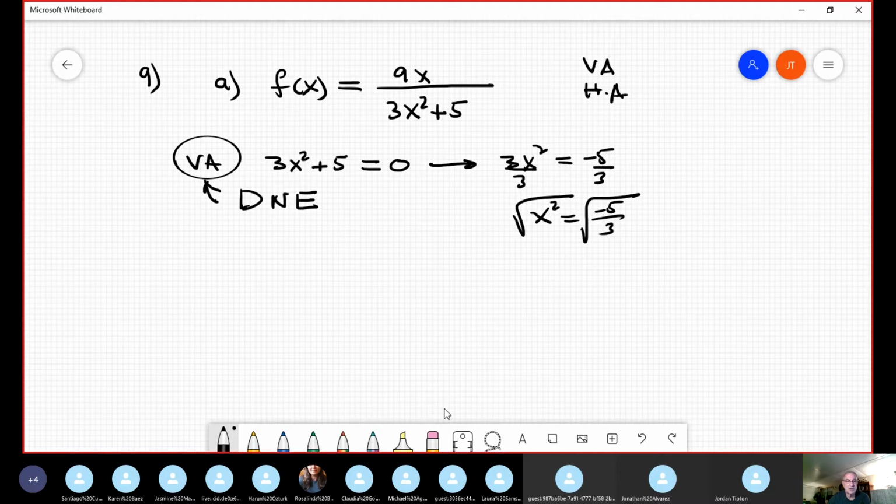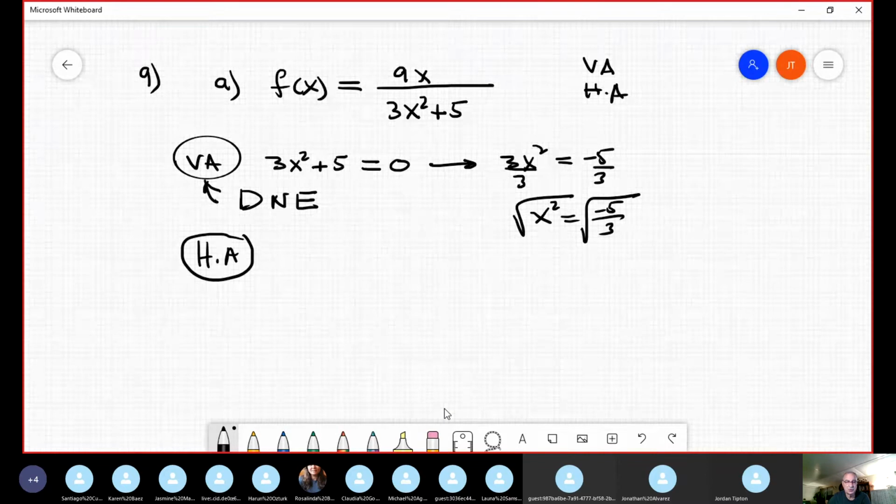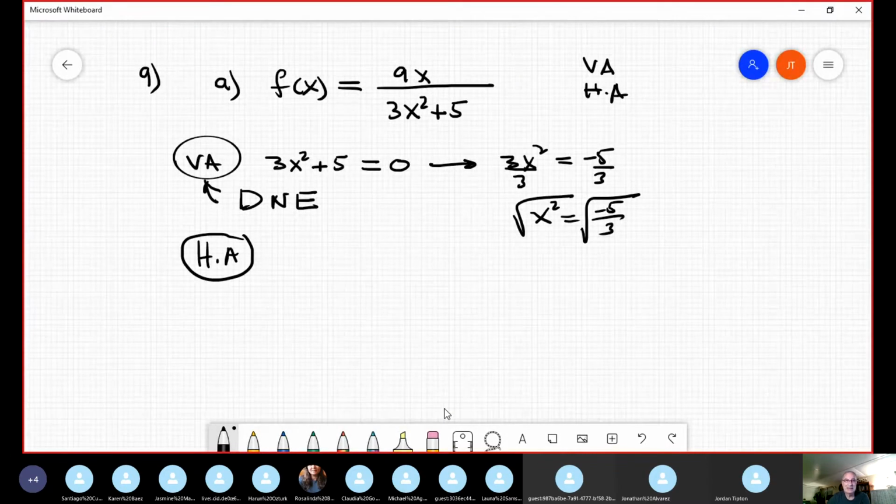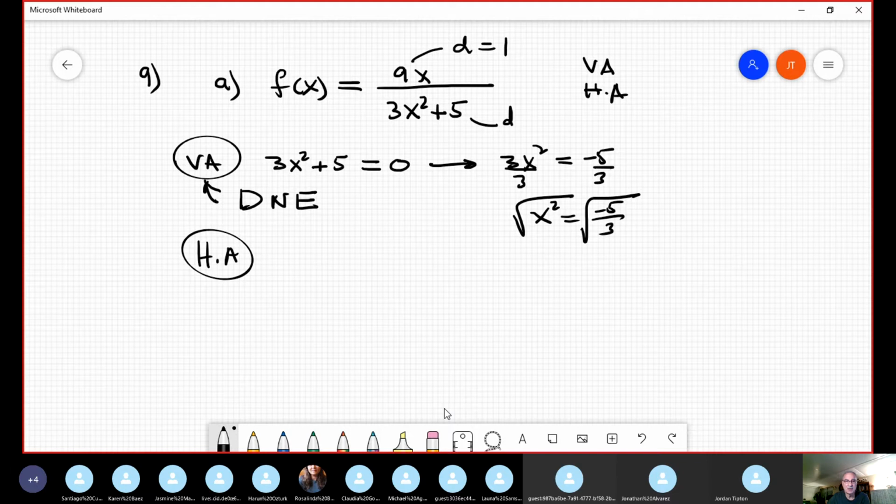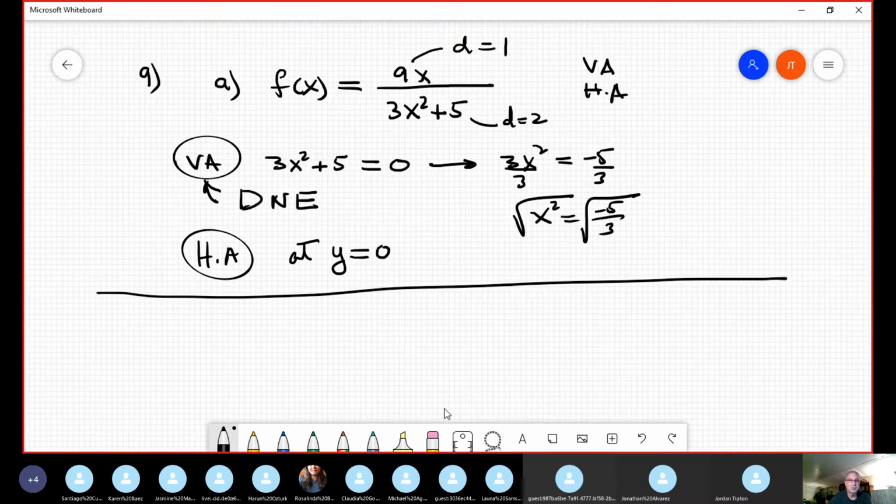Now, horizontal, yes, we have. It's special. Remember, the horizontal is an analysis of the degree. The degree of this one is 1. The degree of this one is 2. When the degree in the bottom is bigger, whether it's 1 and 2, or 1 and 3, or 1 and 4, it's special. Yes, we have y equals 0. And that finishes A. Any question?